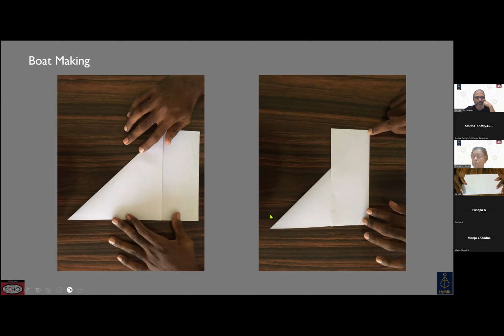So this is a general boat making, where you take the A4 sheet and make it into a square, which is regularly what we do. If you're ready, just start doing it along with me. Whoever is making the boat, please keep the videos on, so that we will know who is working. It'll be fun to do it as a class exercise, really amazing to do it as a group.